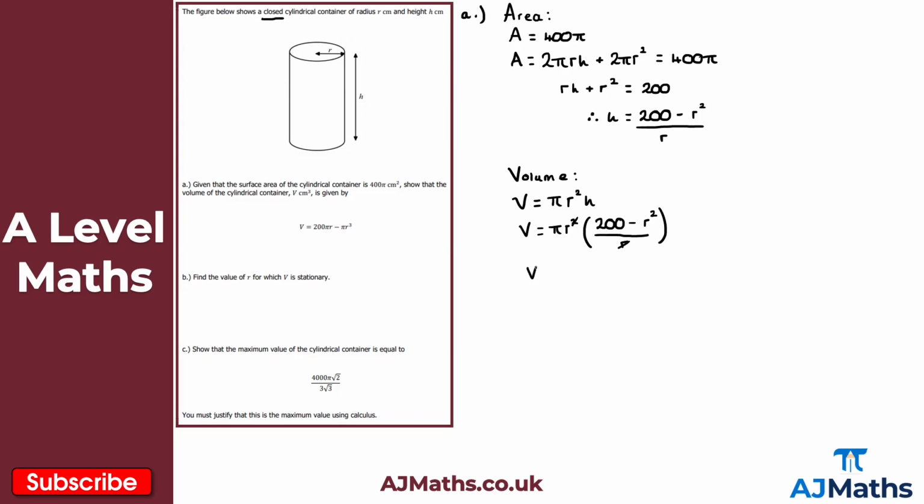Well, I've got V is equal to pi r times 200 minus r squared. So now if we expand this out, I'm going to get 200 pi r there, and then finally minus pi r cubed there. And notice now we've got the required form here. So as required, and there we have it. That is the solution to part A.